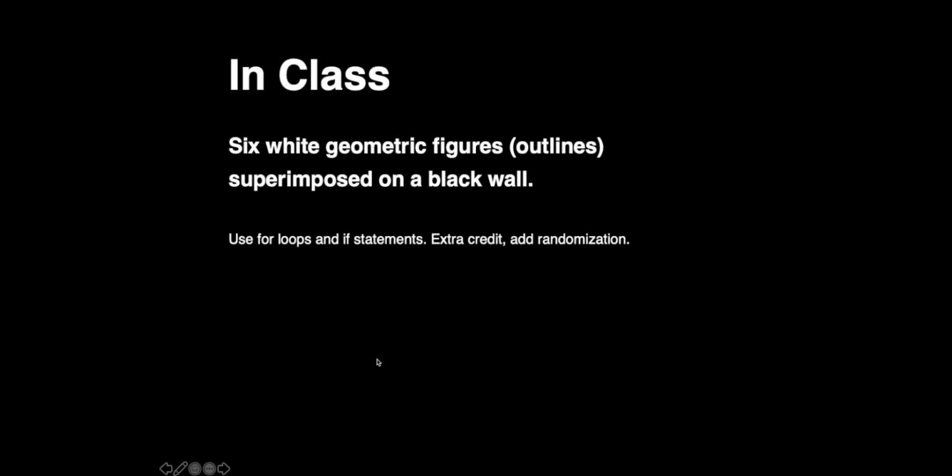So as a little class assignment, I want you guys to play around with loops and if statements and maybe randomization by being inspired by this Sol LeWitt piece. So this is an actual piece by Sol LeWitt that was created. So the piece is just 6 white geometric figures, outlines, superimposed on a black wall. So I always like to give this to my students and see how they interpret it and what they design based off of those instructions. So I think this is a good way to explore and play with loops and if statements and randomization. So have fun with this project.